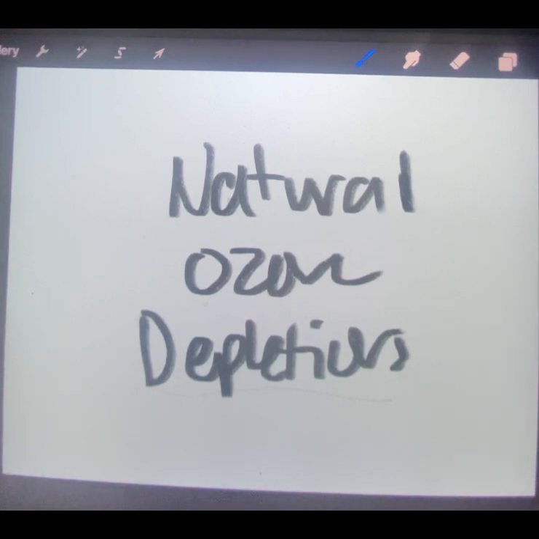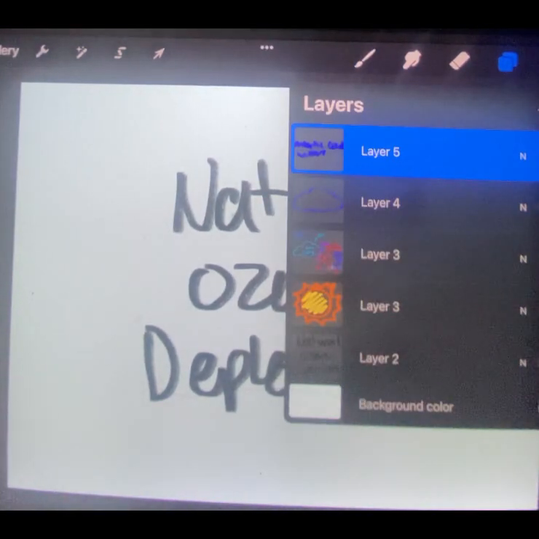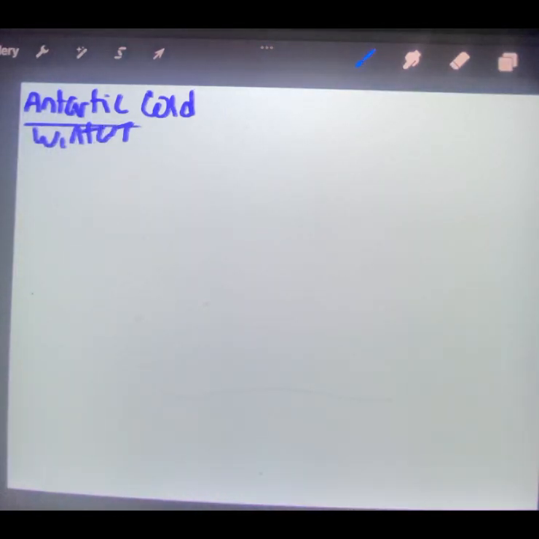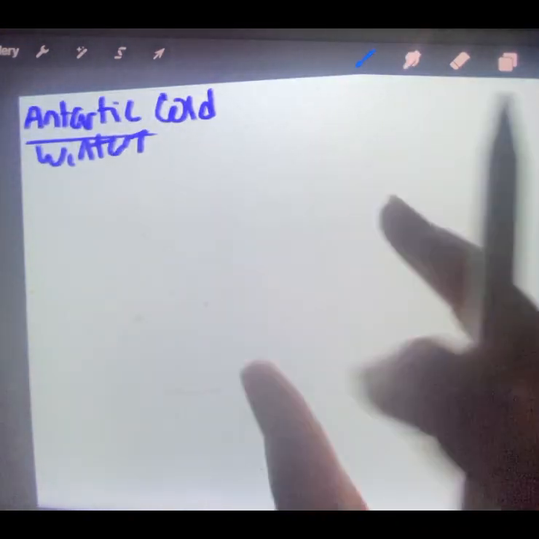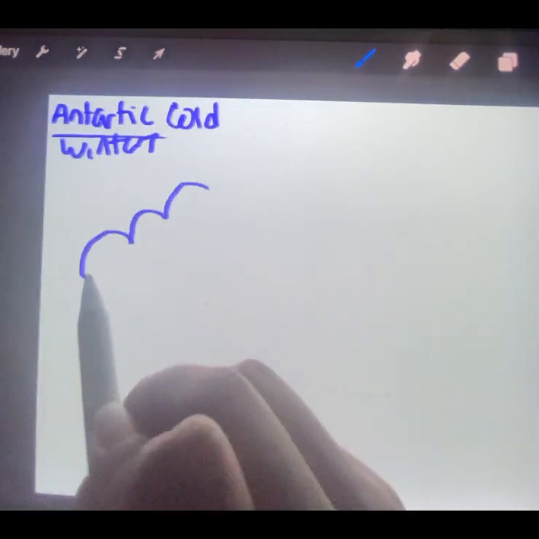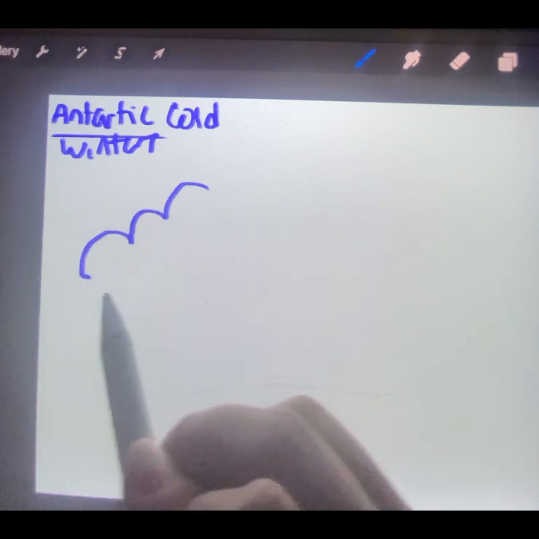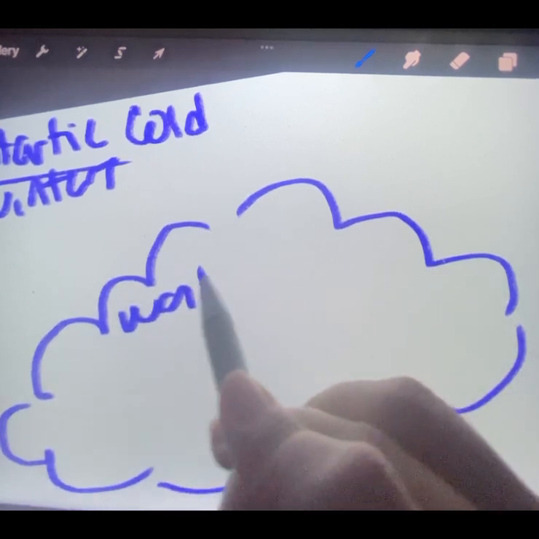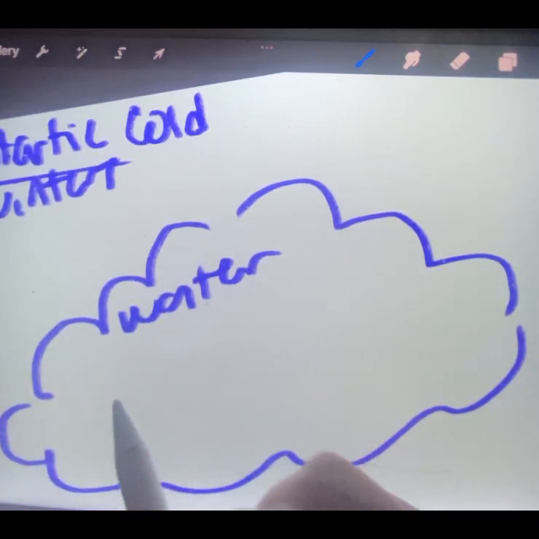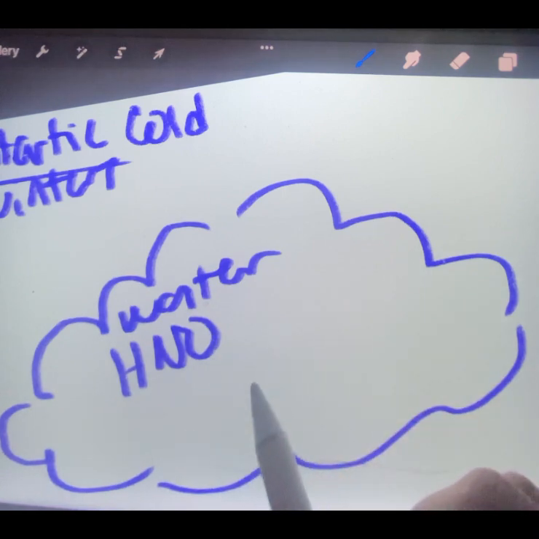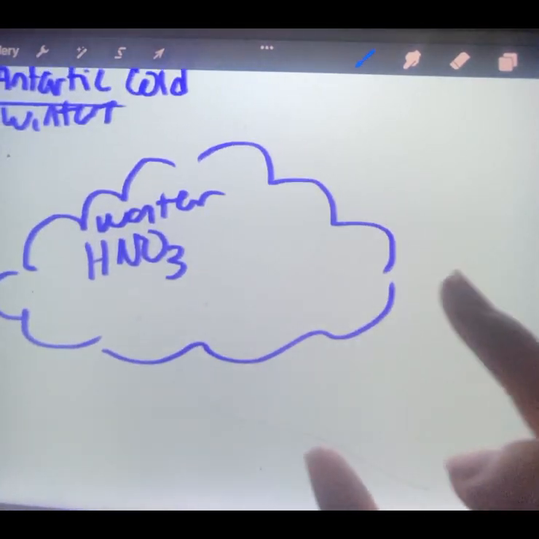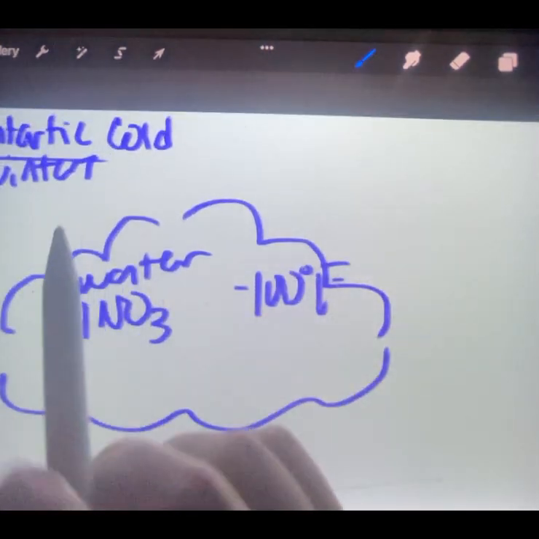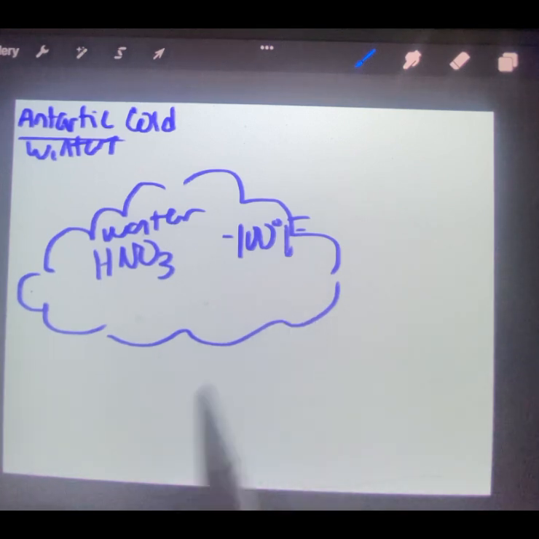This is natural ozone depletion. First, this happens in the Arctic cold winters because of the special conditions of the atmosphere. Specifically, we need polar stratospheric clouds to form. These clouds are made of water and nitric acid, which is HNO3. These can only form at negative 100 degrees Fahrenheit, which is why this special condition is extremely necessary.